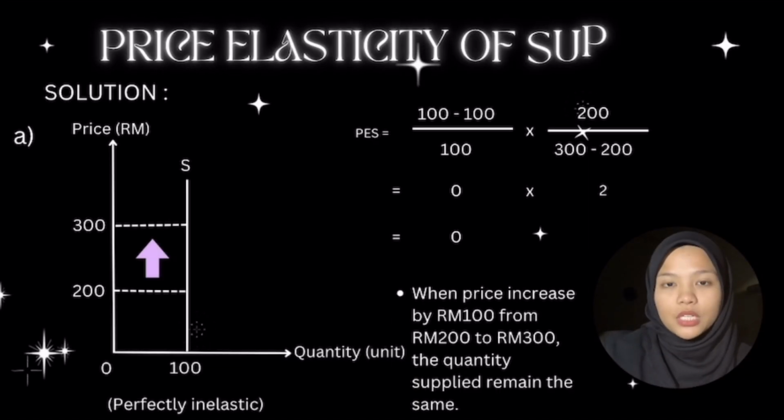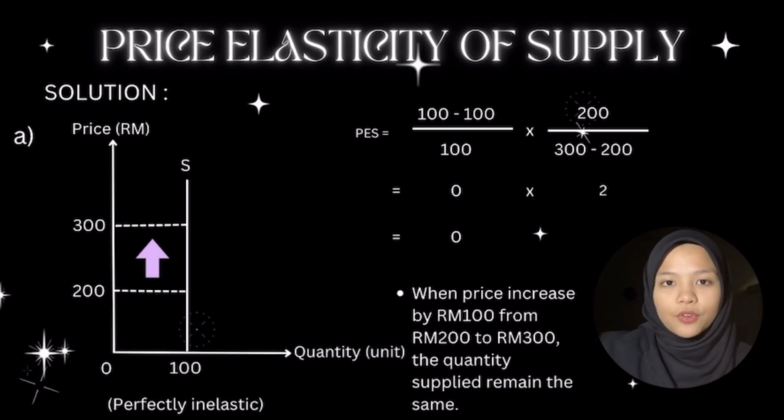Next, we move to question number 4. Based on question 4A, use the formula that has been given earlier and the final answer is 0. This shows that the price elasticity is perfectly inelastic. As you can see on the graph, when price increased by 100 ringgit from 200 ringgit to 300 ringgit, the quantity supplied remained the same at 100.